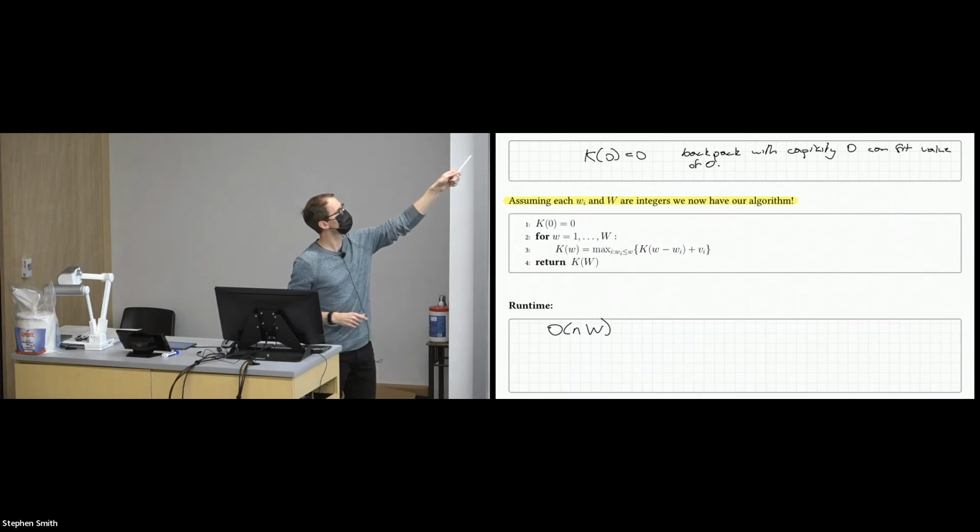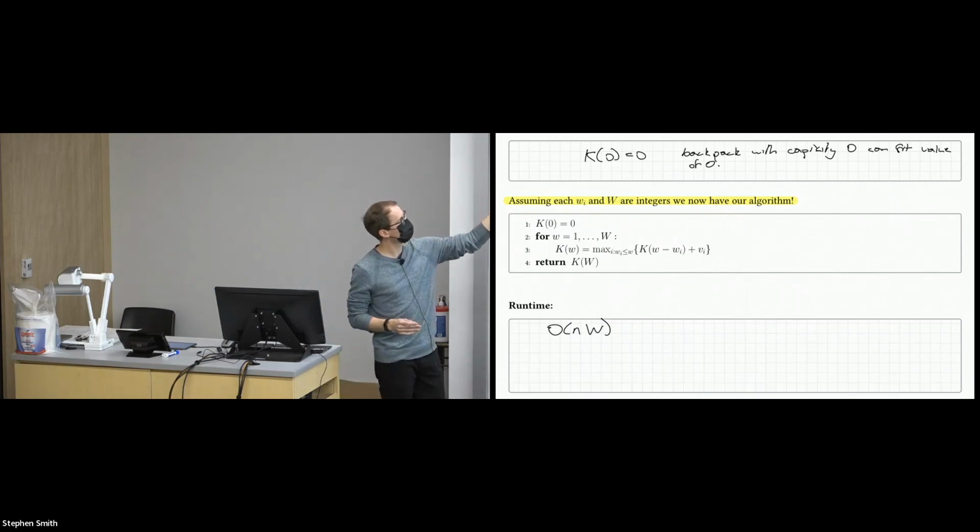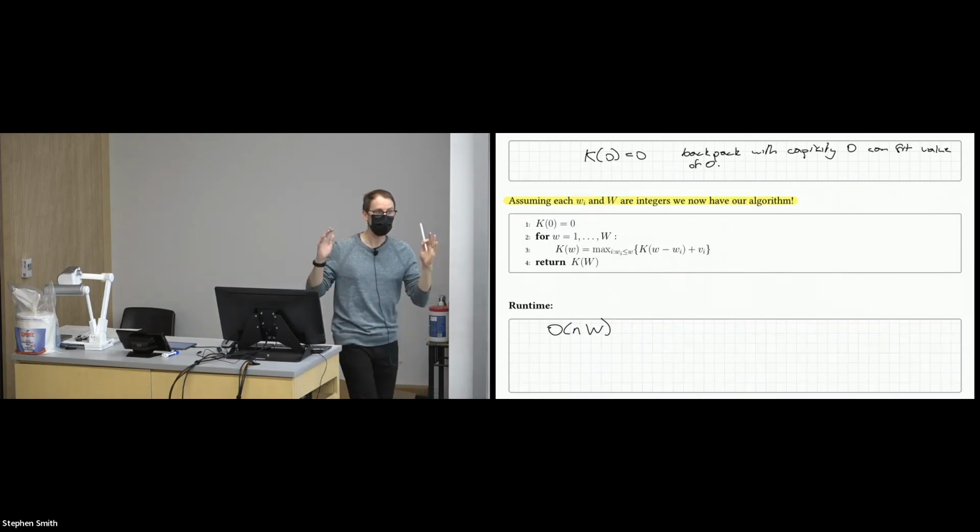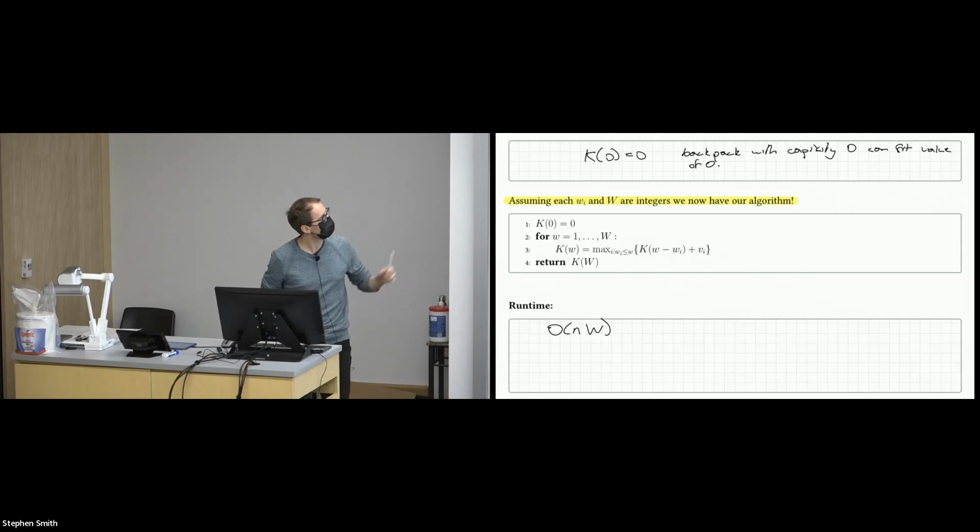So K of 0 stores the maximum value we can obtain with a backpack of capacity 0. And so the maximum value we can get is 0. And then we just loop through all the possible weights from 1 up to the true capacity of our backpack. And we have that recursion that says the maximum value you can get with weight W is given by the max over all items I that have a weight less than this W. The best value you can get without that item, plus the value you get adding that item in.